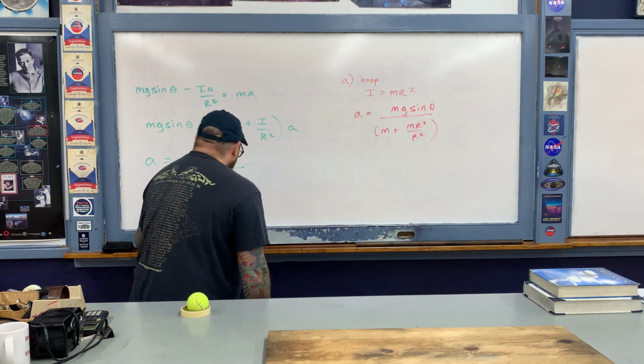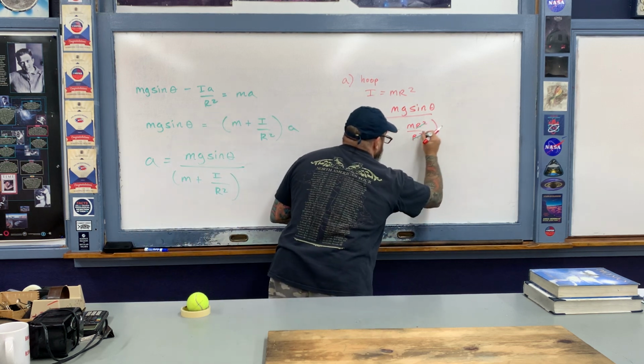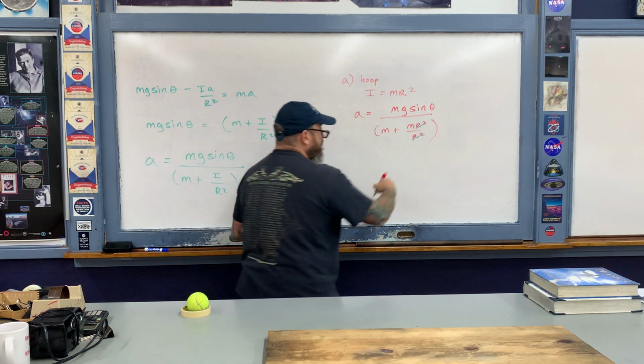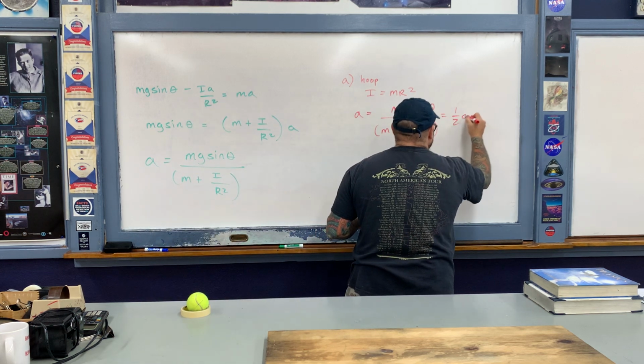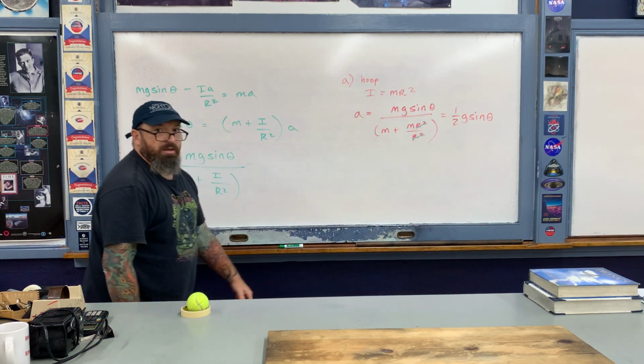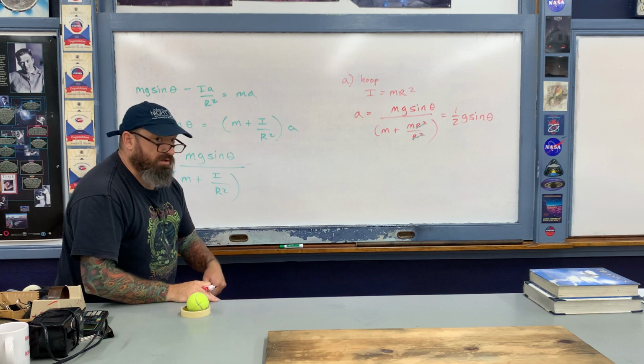Like so. So as I was saying, the r squareds cancel. You get 2m in the denominator, and then m divided by 2m is 1/2. We end up with an acceleration here of 1/2 g sine theta, like so. Okay, then let's see what happens with a sphere, a ball.